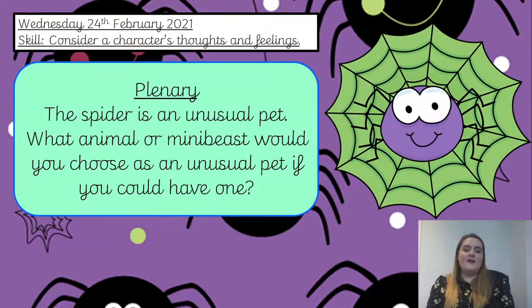The spider is a very unusual pet, isn't it? Usually we have a dog or a cat or a hamster, anything like that. But what animal or mini beast would you choose as an unusual pet if you could have one? So if you could have any animal as a pet, what animal would you choose? Okay, so I'd like you just to have a think about this question. Tell the person next to you, say why you'd like it.